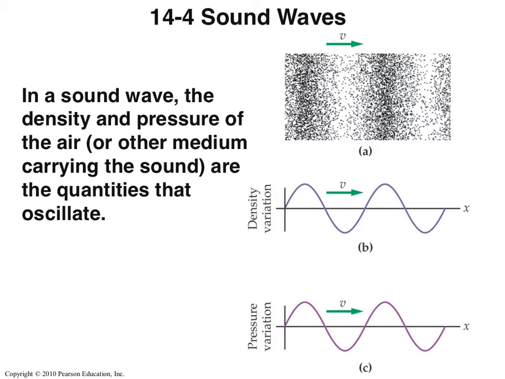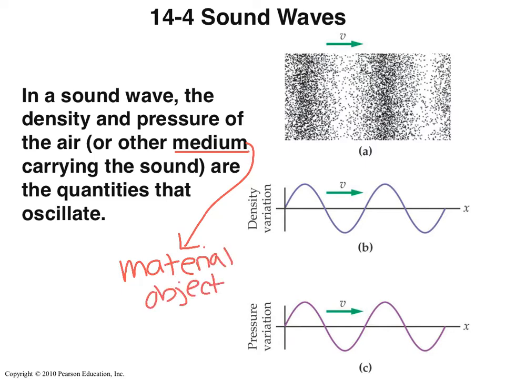Now, what makes sound waves unique is that density and pressure of the air, or any other medium carrying the source. So before we talk about that, when we say medium, we're talking about what type of material or object the sound wave is traveling through. So this could be something like water, this could be a room, this could be ice. There's a lot of different things that we could look at. So this medium that carries the sound are the quantities that actually oscillate.